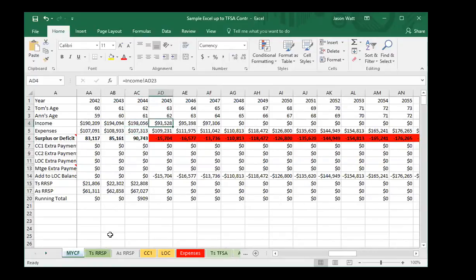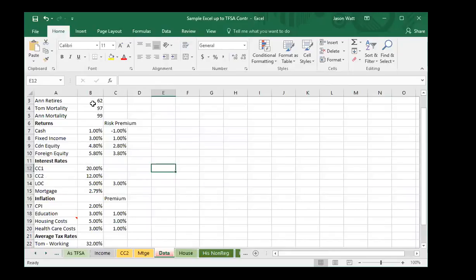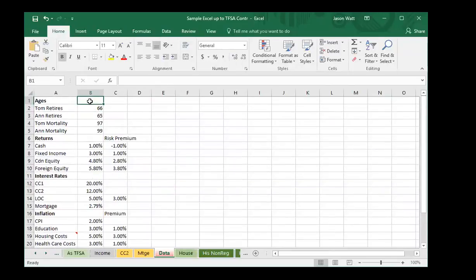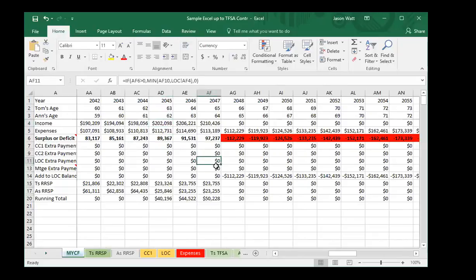So we could say, hey, what if Anne continued working? So we see we have a deficit here already. And really, we just go to our data sheet, which I highlighted in red to make it obvious. And we say, what if Anne continues working until 65? And now we go back, and we should see that have a significant impact on our cash flow. Look at that. There we go.